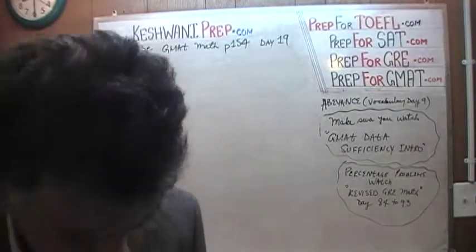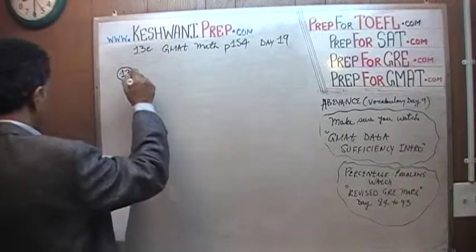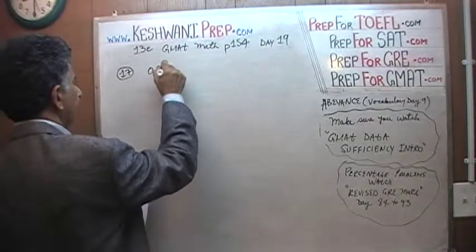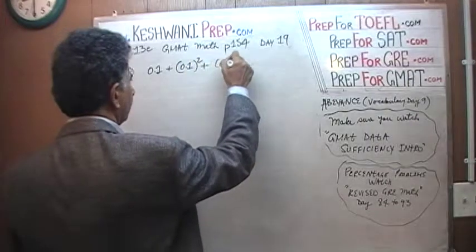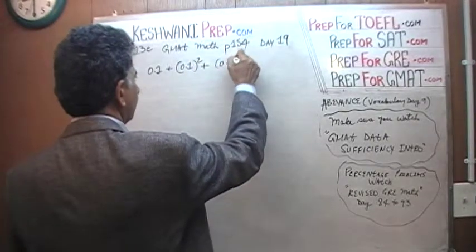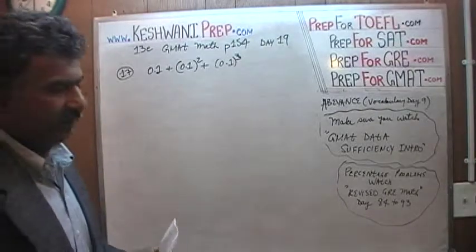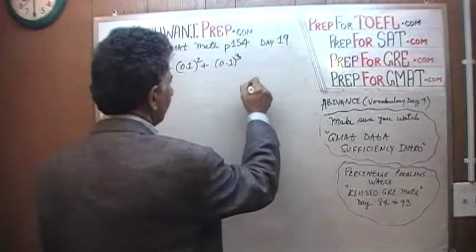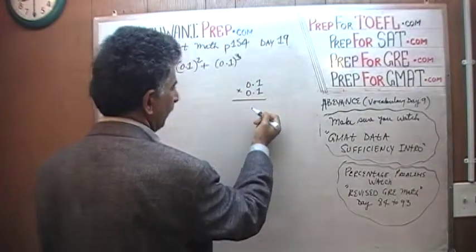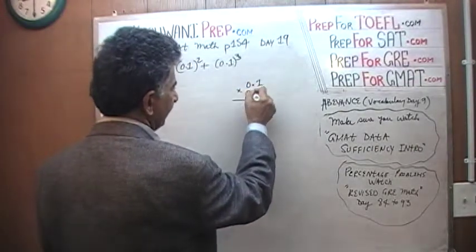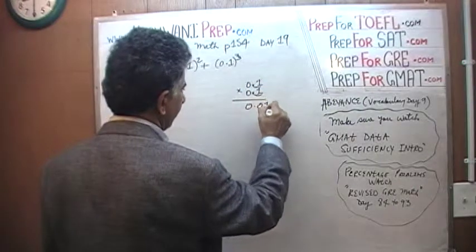Problem number 17 is a very straightforward problem. They're asking us how much is 0.1 plus 0.1 squared plus 0.1 cubed. They just want to know if we know how to multiply decimals. That's what it is. 0.1 times 0.1. 1 times 1 is of course 1, but there's 1 decimal place, there's another decimal place, 1 and 2, so it's going to be 0.01.